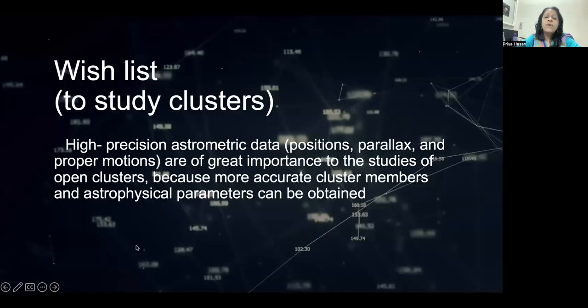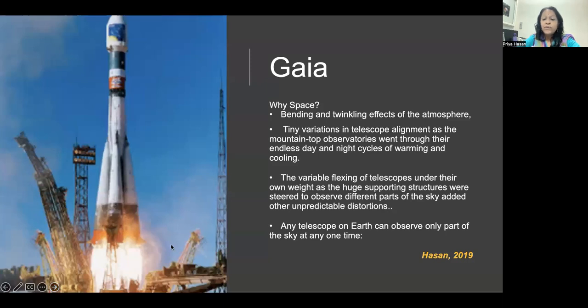So the wish list, if we want to actually find members of a cluster, that is stars which are born from the same molecular cloud, they should have the same velocity, they should have the same distance, and therefore what we need is high precision astrometric data, positions, parallax, and proper motions, and they are the ones which would be used to actually find out members. And the wish list comes true with the advent of Gaia, which gives us unprecedented astrometric data with which we can actually get information for 1 billion stars in our galaxy.